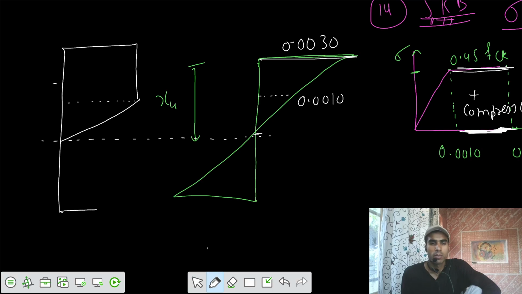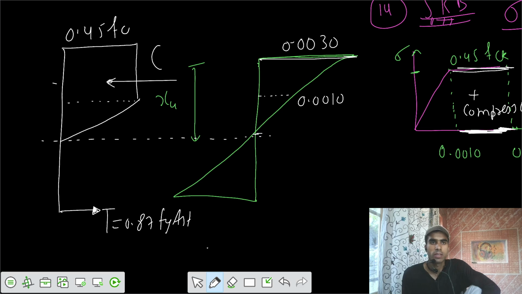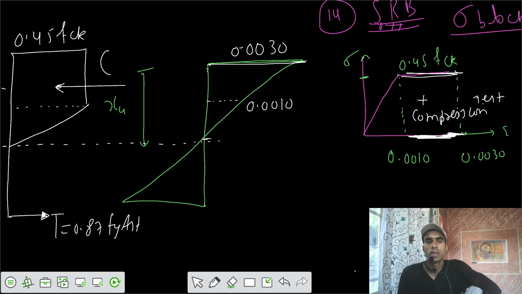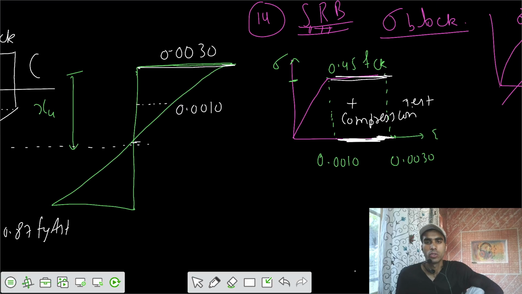Then at the bottom, where the tensile reinforcements are placed, there would be T equal to 0.87 fy Ast, and there would be some net C acting somewhere, C net, that we have to calculate, and the stress here is 0.45 fck. This is your stress block. That is a bit different from the initial case that we had during the derivation.